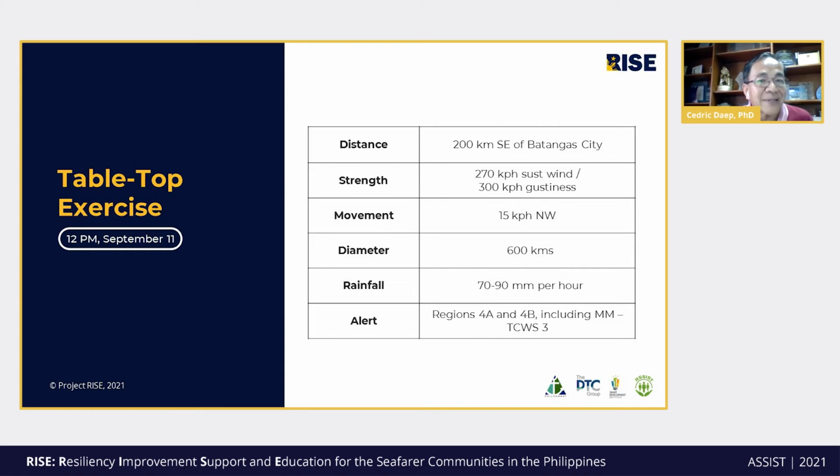So 200 kilometers, diameter mo ay 600. Ibig sabihin, nasa loob ka na ng 200. 100 kilometers ka na sa loob ng edge ng typhoon. So umpisa na yan, mag-uumpisa na dyan ang malakas na hangin.